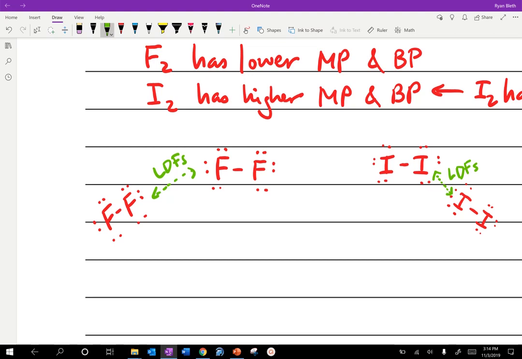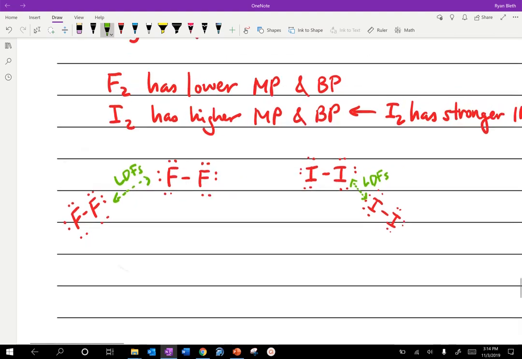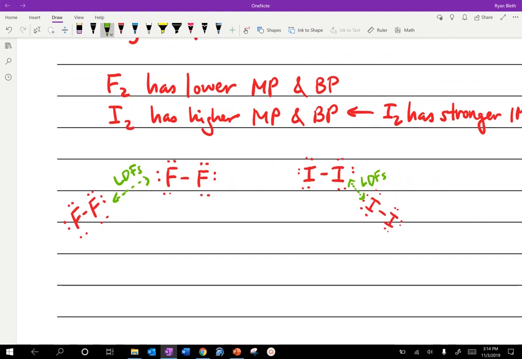So why does fluorine seem to have weaker intermolecular forces? Why are the LDFs in fluorine weaker than the LDFs in iodine? It has to do with that electron cloud. So remember, in a molecule of fluorine, 2 fluorines would be a total of 2 times 9 electrons each, right? So each fluorine has 9 electrons. This particle would have 18 electrons in its cloud. Iodine has 53 electrons per atom. So that's 106 electrons in a cloud.